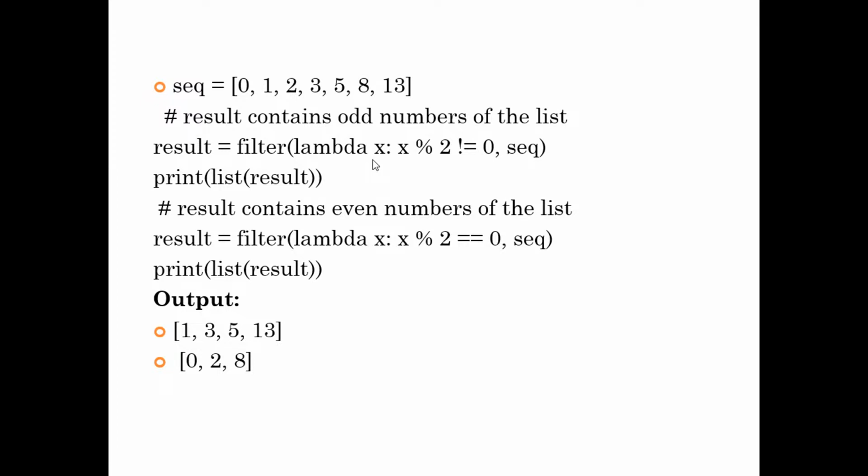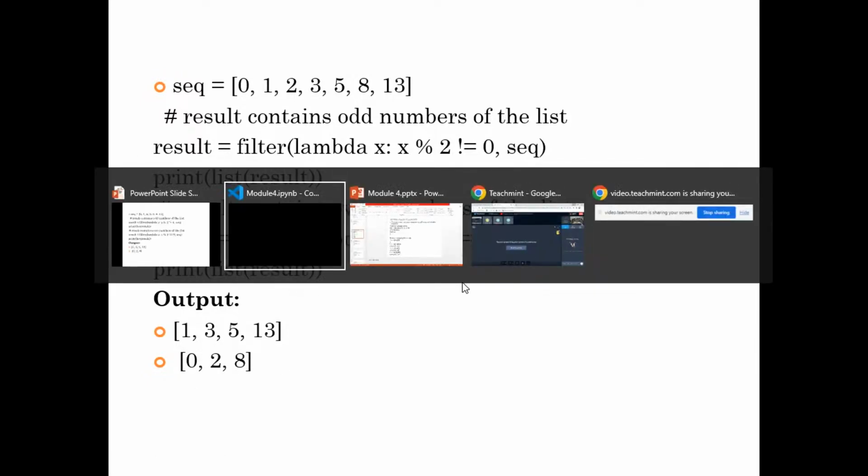So those numbers which match the condition are eligible to become part of the filtered list. If I remove this exclamation sign, then all the numbers that I am going to receive on the LHS will be even numbers. As you can see, lambda x: x % 2 == 0, then you get 0, 2, and 8. Other than those numbers, the rest are odd numbers. Okay, let's go ahead and try this.